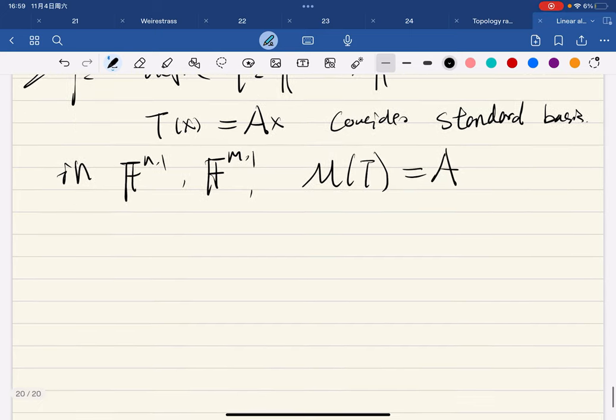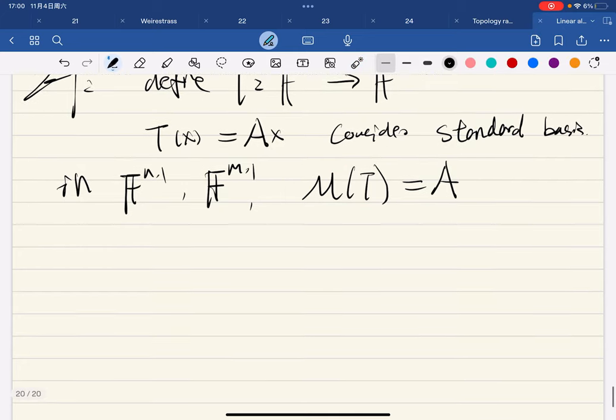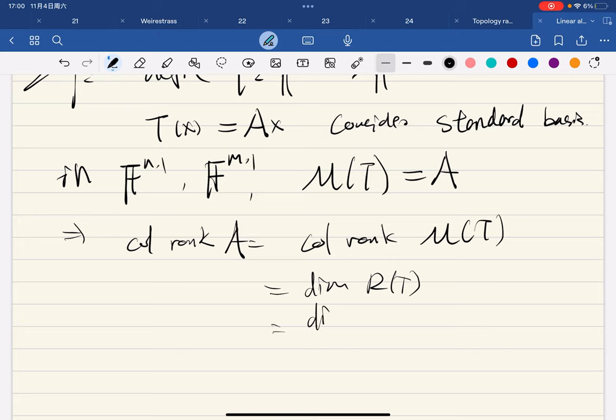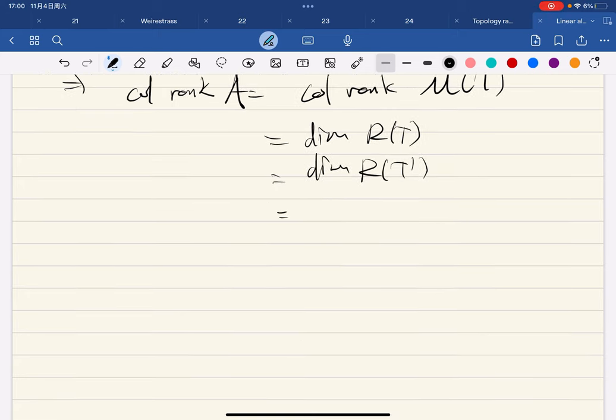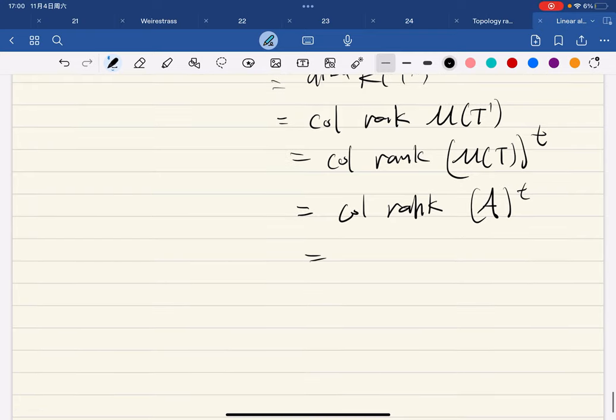You can show this just with this and this, and you do the calculation, you see that this is true. Which means that the column rank of A, the column rank of the matrix of T, is the dimension of the range of T, which is the dimension of the range of T prime, which is the column rank of this, which is the column rank of the transpose, which is the column rank of the transpose of A, which is the row rank of A. Now we're done.